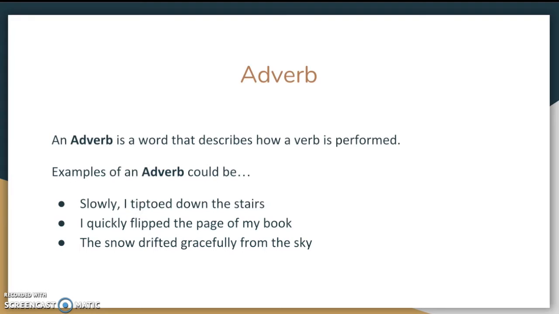I quickly flipped the page of my book. Quickly is describing how I flipped the page. The snow drifted gracefully from the sky. Gracefully is describing how the snow drifted.